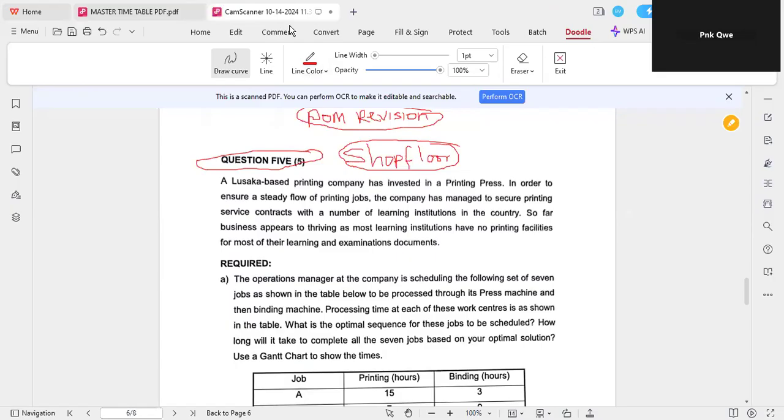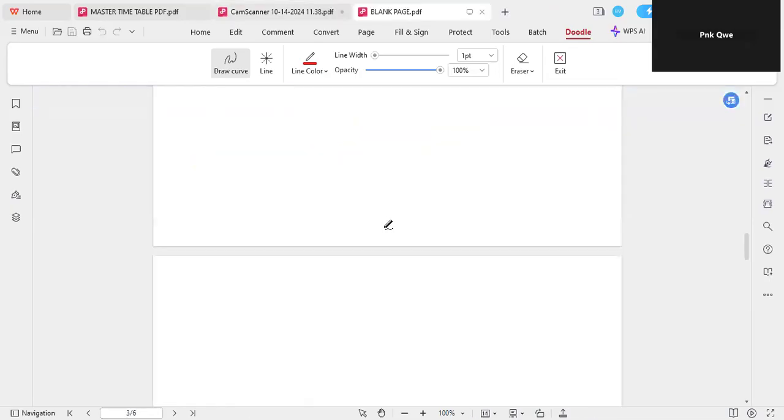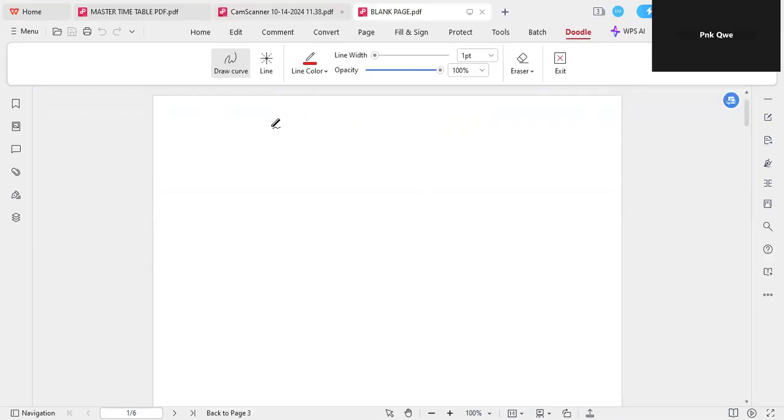the sequencing rules and the criteria used to evaluate sequencing rules. So now here we are getting down to the Johnson's rule and the Gantt chart. So we'll get down to the Johnson's rule and the Gantt chart.